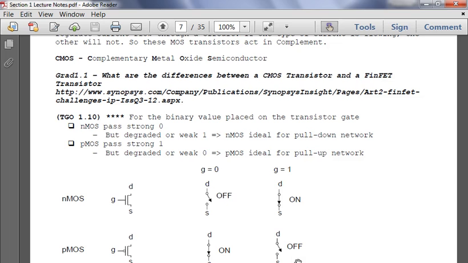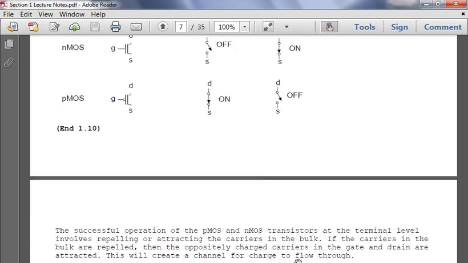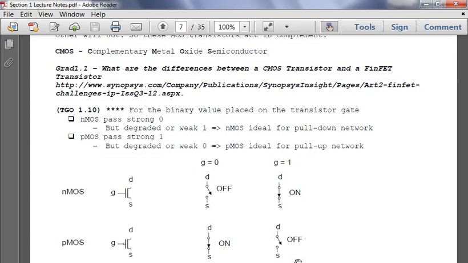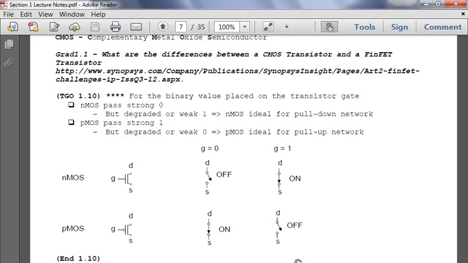Okay. Wait a minute. Let me look ahead. I'm going to look ahead real quick, and I'll come right back up. Okay, so I'm going to explain 1.11 as well, as well as how the channels are actually created.